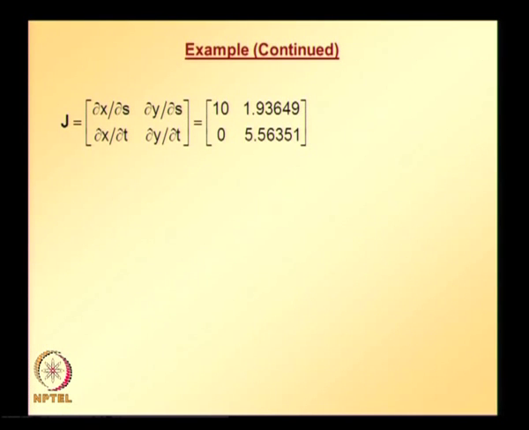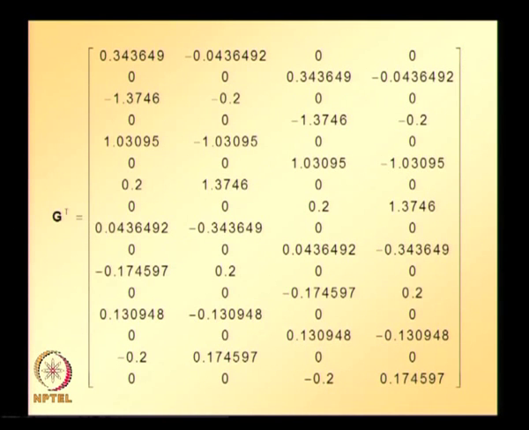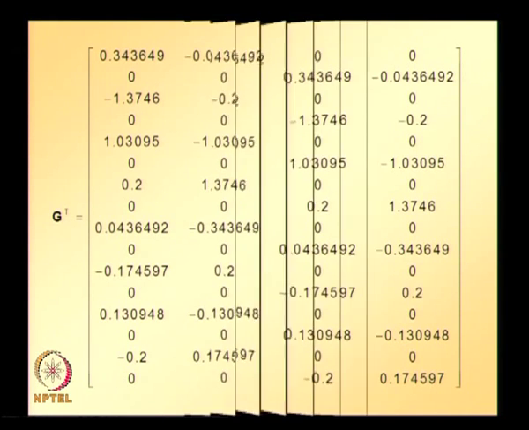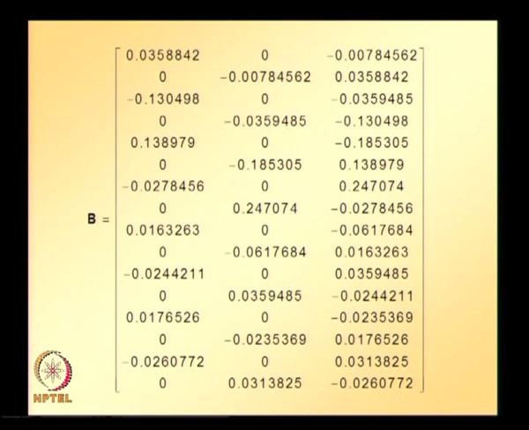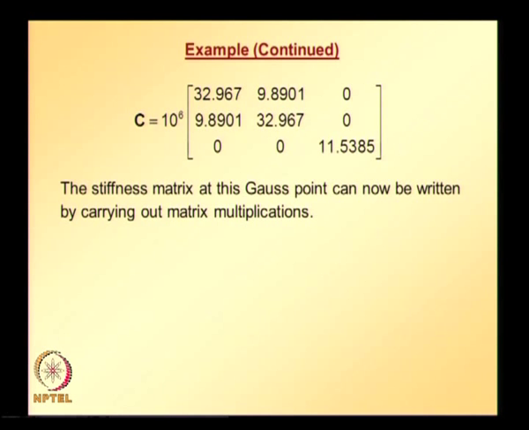and once we have that, we can easily calculate these quantities, and once we have this, we can also calculate G, and once we have A and G, we can calculate the B matrix, and plane stress conditions are assumed here. So, using the material property details, we can easily write the constitutive matrix for this particular problem. So, the stiffness matrix at this Gauss point can now be written by carrying out matrix multiplications.